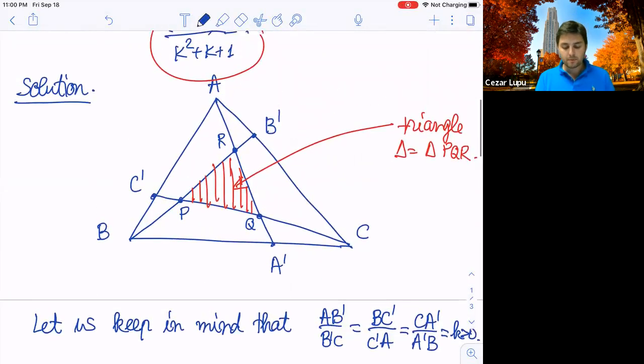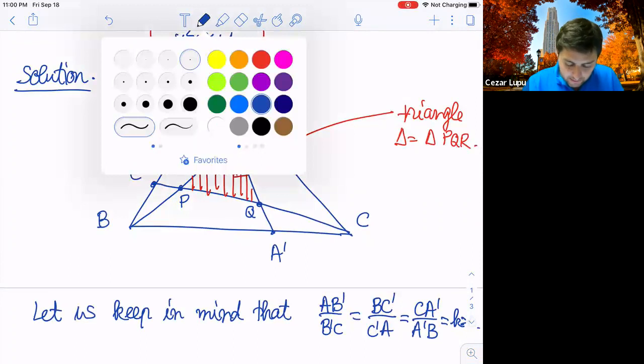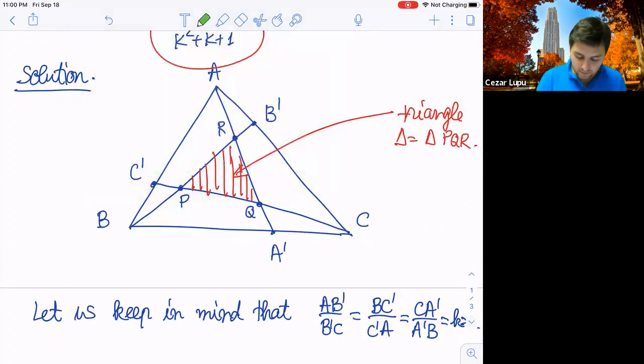Now, the first information I would like to get is some information about this ratio here, BP over B prime P. If I get any information about this, then maybe I could come up with something. Maybe I can express a certain vector. But before we start doing any computations, let me set the record straight.